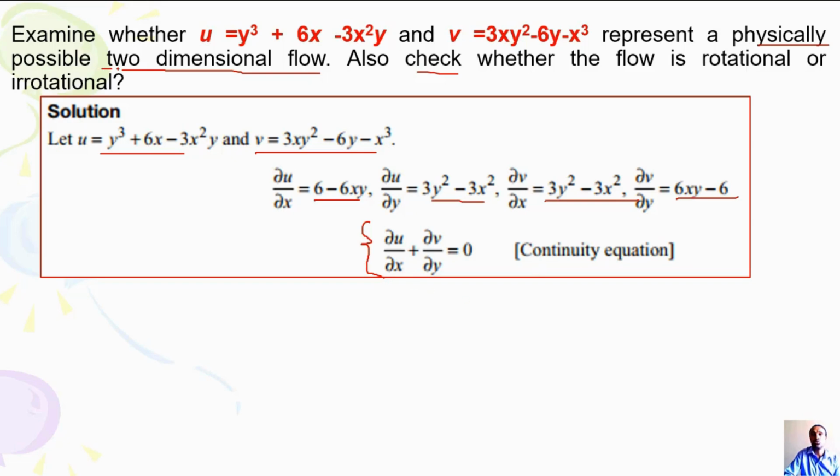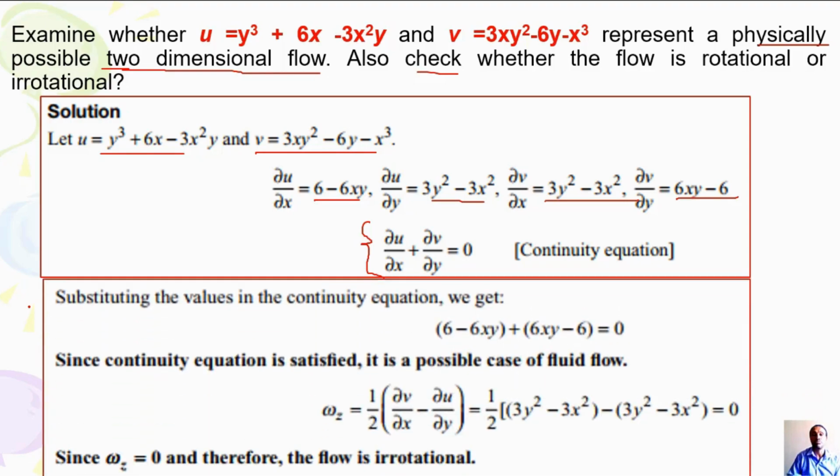Since we have a two-dimensional flow, we don't need to compute the third component. So substitute these values in the continuity equation, and it should make 0. Since the continuity equation is satisfied, it is a possible case of fluid flow.